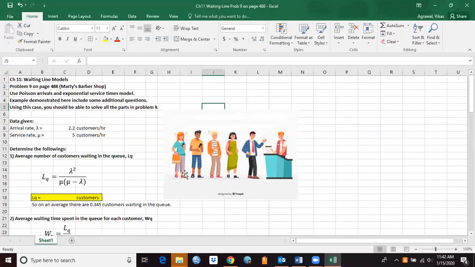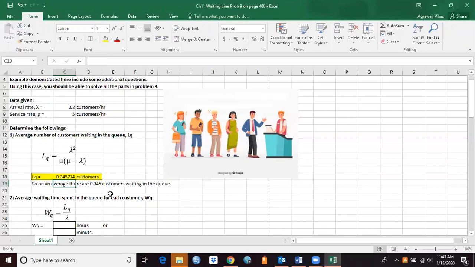In our problem, we need to find the average number of customers waiting in the queue, which is given by this formula. We just plug in the values: lambda squared divided by mu times (mu minus lambda), that is, 5 times (5 minus lambda). So on average, 0.345 customers are waiting in the queue.